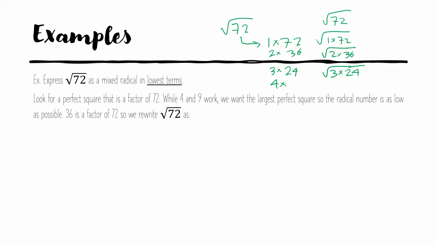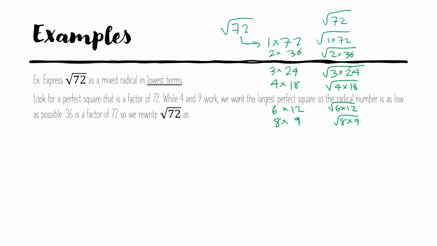So 4, what do I multiply 4 by to get to 72? That would be 18. So we know that we could rewrite this as 4 times the square root of 18. 5 doesn't work. 6 does work. So 6 times what gives you 72? That would be 12. So we could write this as the square root of 6 times 12. What else do we have here? 7 doesn't work. 8 works. And we know that 8 times 9 gives us 72. So we end up writing it as the square root of 8 times 9.